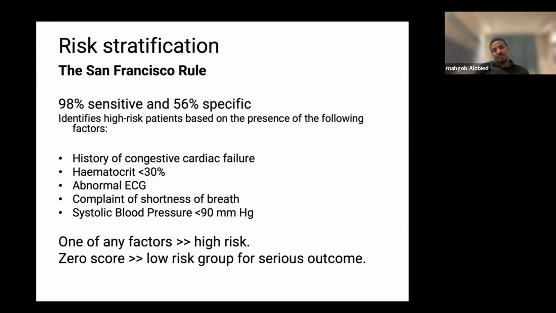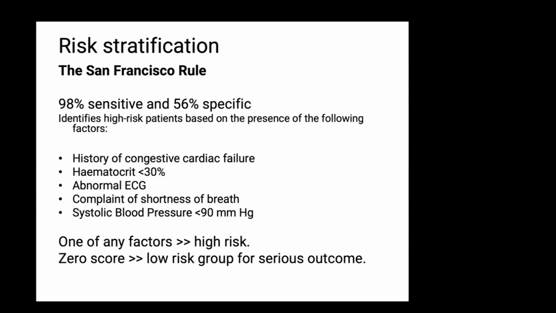But in general, the San Francisco rule is 98% sensitive and 56% specific. So what does 98% sensitive mean? Does it mean it rules out or rules in the diagnosis, and how helpful is this for our practice as emergency doctors? Anyone can answer. 98% sensitive can rule in. I think it cannot rule out.